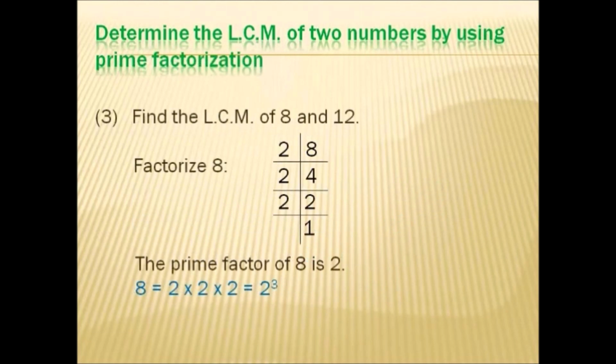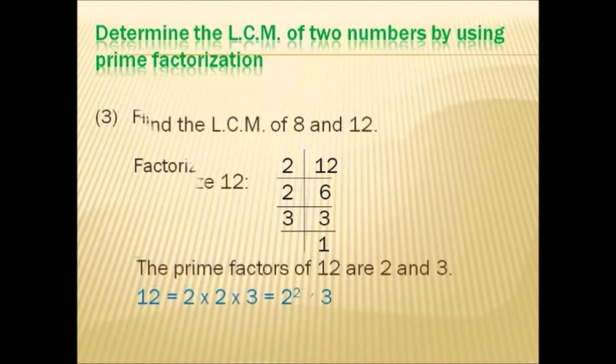Now let's do the same thing by prime factorization. So let's factorize 8. 8 is an even number. Begin dividing by 2. 2 into 8, 4. Divide by 2, 2 into 4, 2. So the prime factor of 8 is 2, and if you write out the prime factorization, 8 is equal to 2 times 2 times 2, which is 2 to the power 3. 2 cubed would be the power you're looking at.